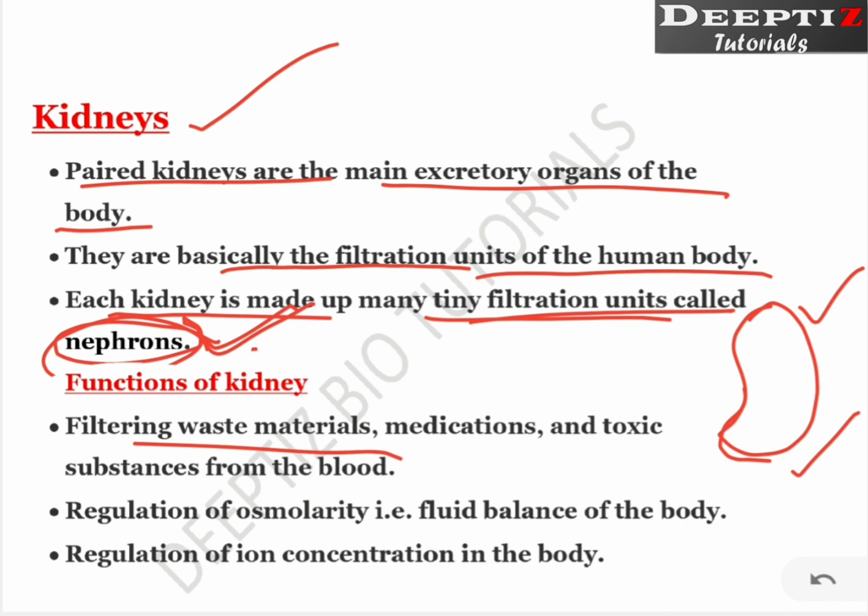The kidney filters waste material, excess medicines, and toxic substances from the blood. All these things are removed from the blood by the kidney. What actually helps the kidney to filter, we know, right? These are the nephrons. Now it regulates osmoregulation. Osmoregulation means fluid balance of the body.